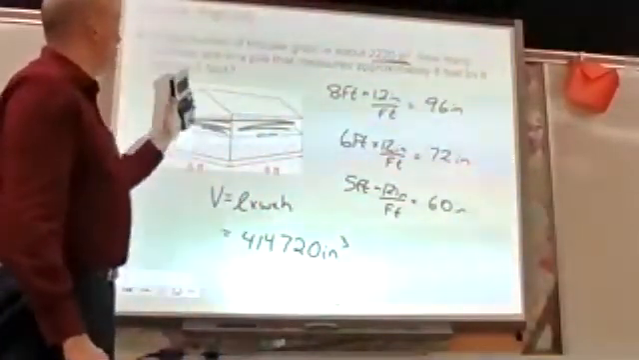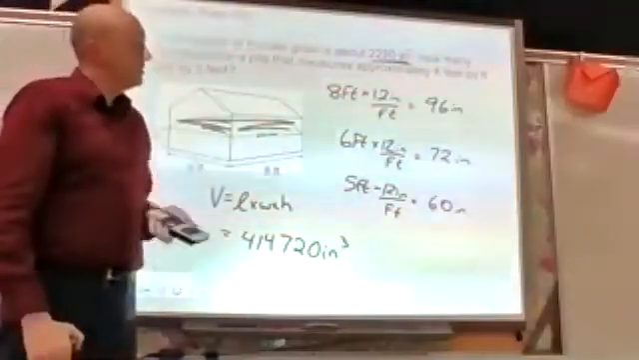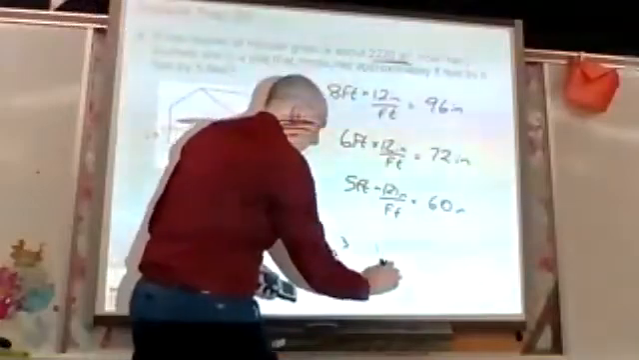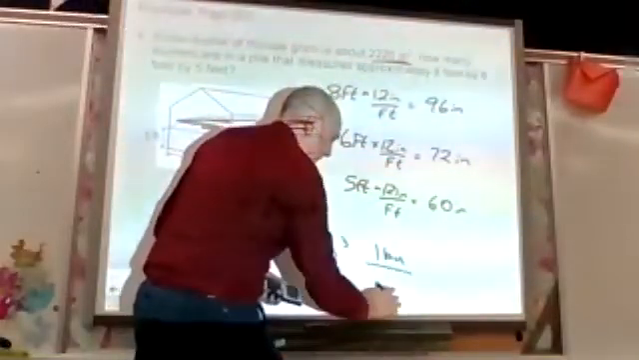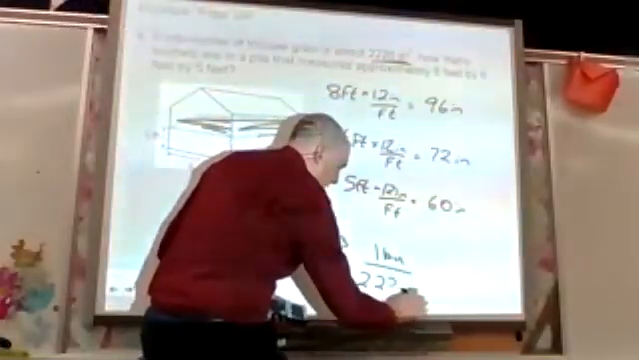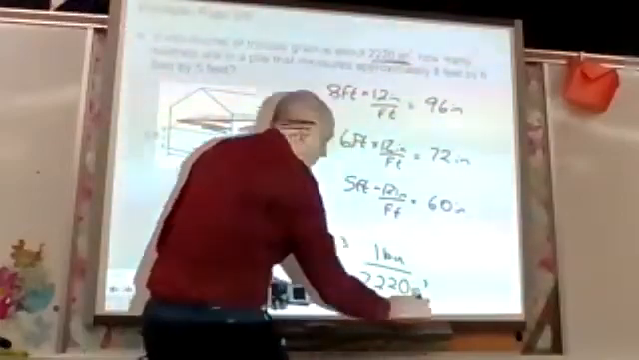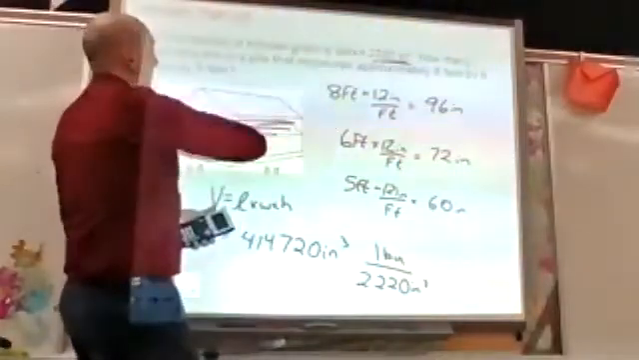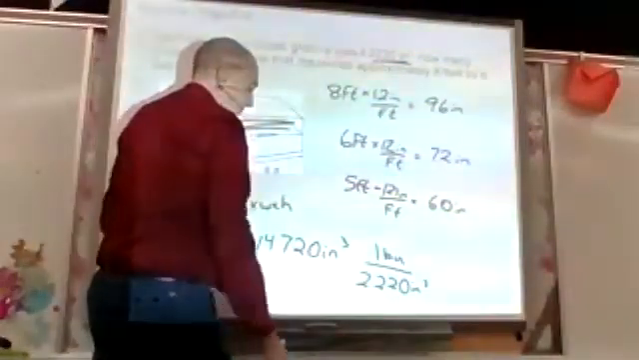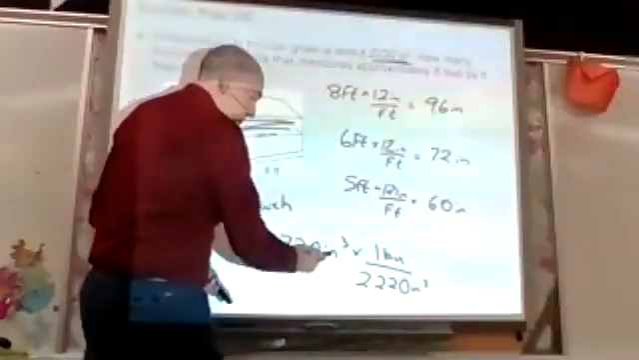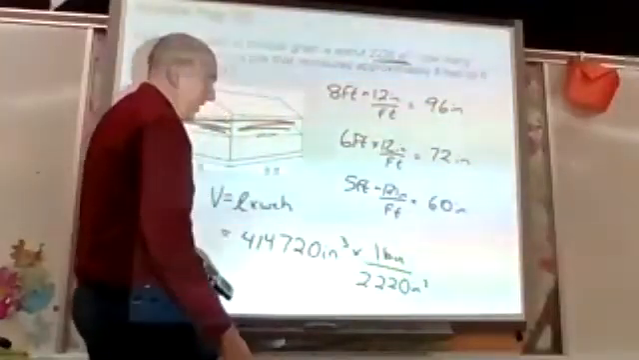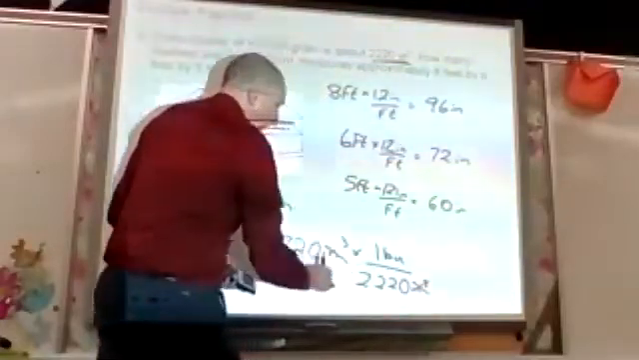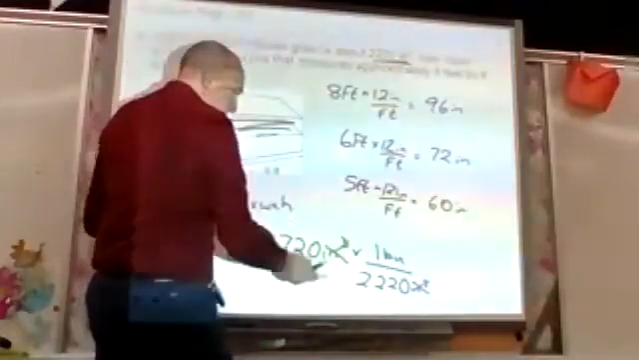And now 1 bushel is 2,220 cubic inches. 1 bushel equals 2,220 inches cubed, right? That's a conversion factor. 1 bushel equals 2,220. I'm going to multiply these. I've got inches cubed on top, inches cubed on the bottom. They cancel each other out. And I'm left with bushels only.